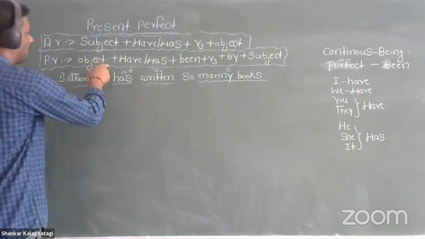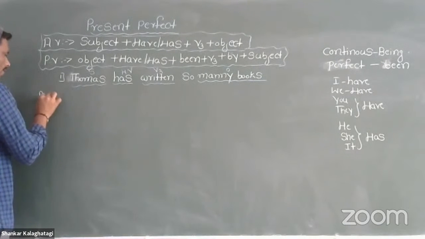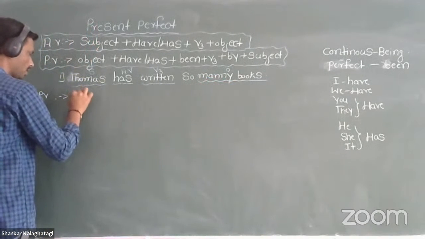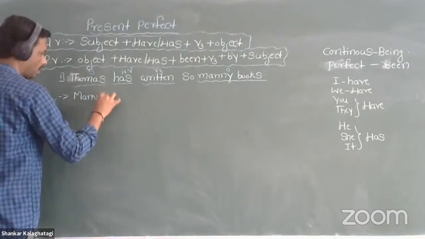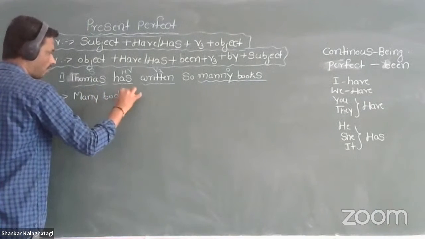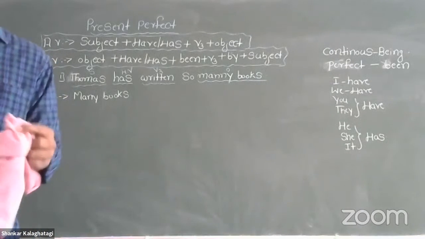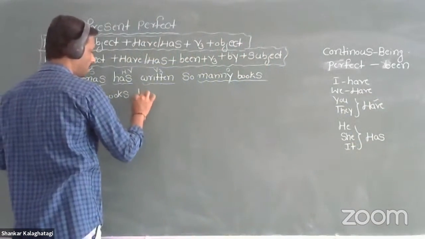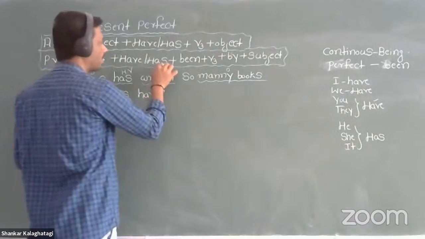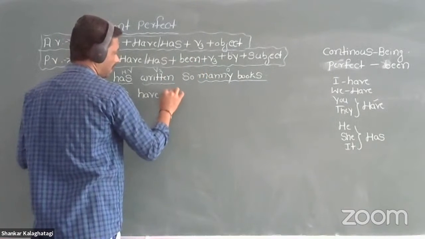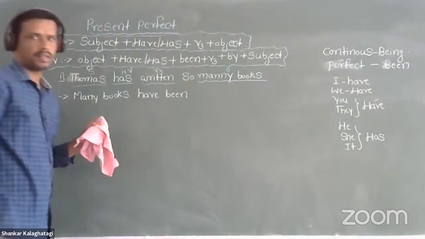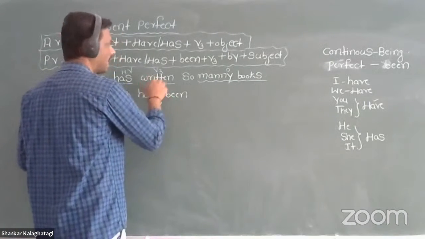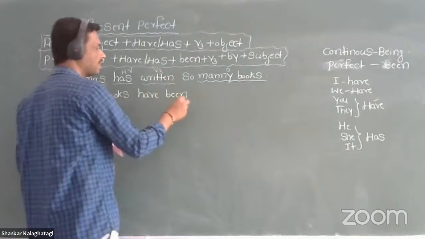Now, according to our structure of passive, what do we write first? We write the object first. What is the object here? Many books. Now, many books is a plural form. So which pronoun will come? They. For they, what do we have to use? Have. Many books have. Now after have or has, what do we have to write? Been. Right, been. Many books have been. After that, we have to write the V3. V3 they have already given in the sentence, that is written.